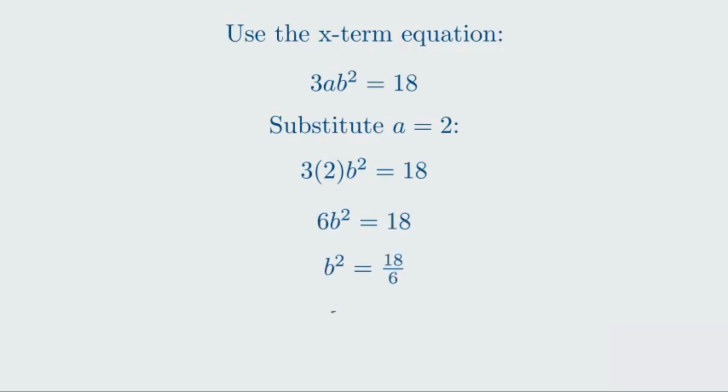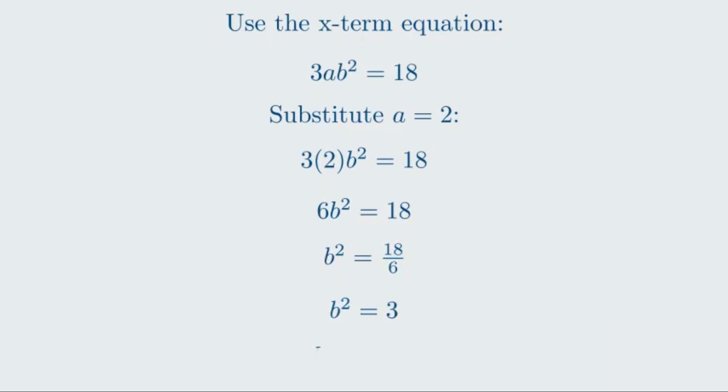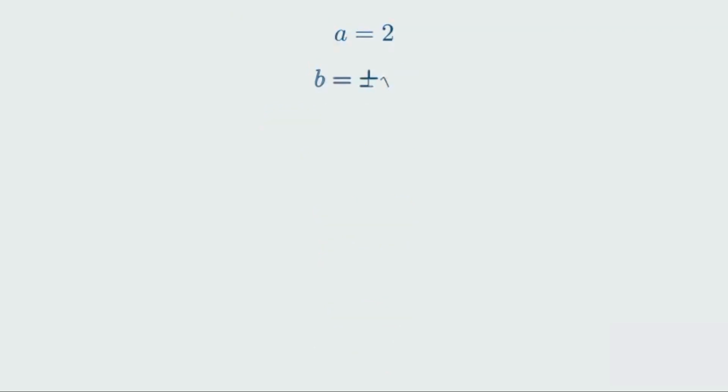This gives us b squared, but we need b for our p equation. Taking the square root, we get b equals plus or minus the square root of 3. This gives us 2 possible values for b. So we've established that a equals 2 and b equals plus or minus the square root of 3. Our goal is to find p using the equation 3a squared b equals negative p. Wait, we have 2 possibilities for b. Which one is correct?